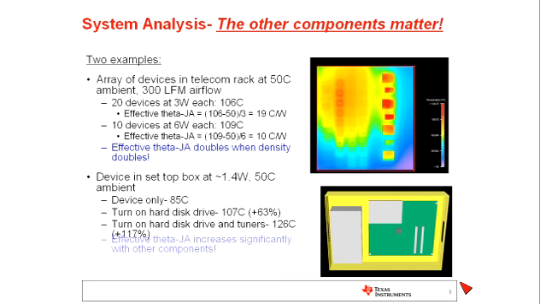So what does this example show us? It shows us that when we turn on other components, the effective theta JA, again, can increase significantly and can more than double. Whether they're similar components in the first example or dissimilar components, really any heat source inside the system can affect the temperature rise of a particular component that we're looking at.